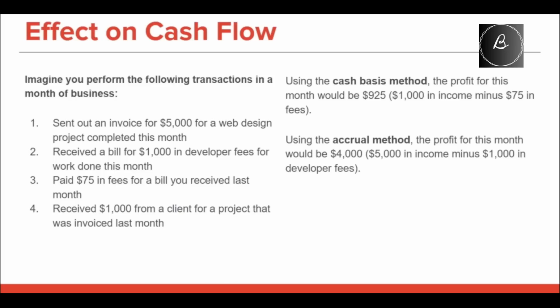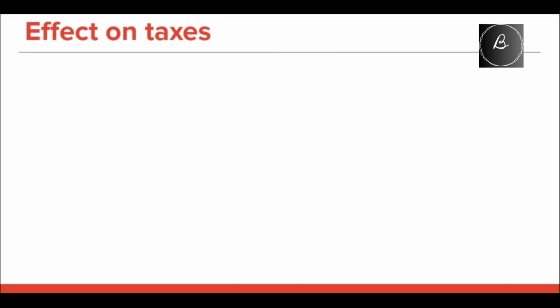Note that we are not taking the $75 and the $1,000 in the accrual method because they were accounted for in the last month. This example displays how appearance of the income stream and the cash flow can be affected by the accounting process that is used. Let's look at how these affect the taxes.